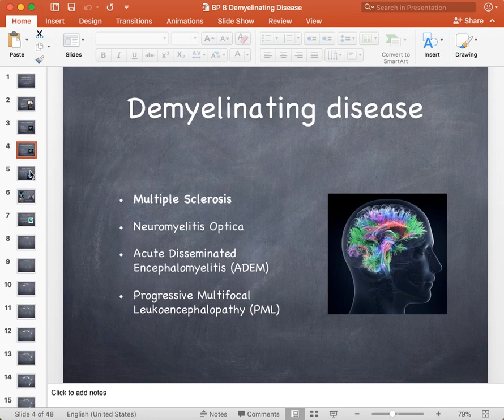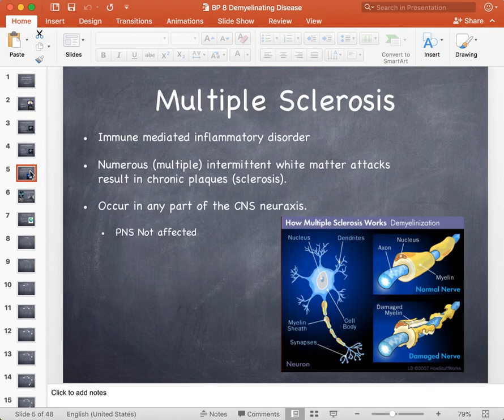All right, we're going to go right into multiple sclerosis. MS is an immune-mediated inflammatory disorder that results in numerous, i.e. multiple, intermittent white matter attacks, and on post-mortem pathological evaluation, these chronic plaques had a sclerotic appearance, which is my understanding of where the name of MS came from. Is that fair to say? That's right. Crushed it.